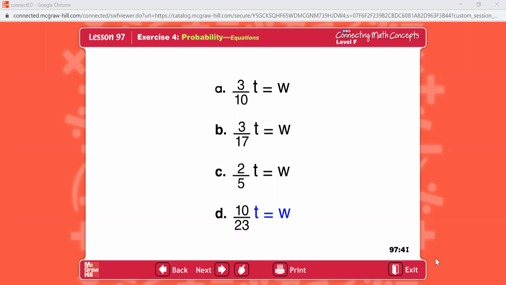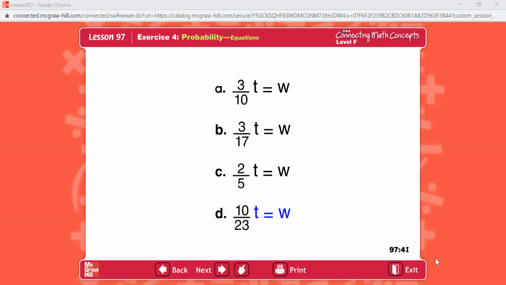Problem A, change 200 nickels into dollars. You should set up the problem 200 divided by 20 because there's 20 nickels in a dollar. 200 divided by 20 equals $10.